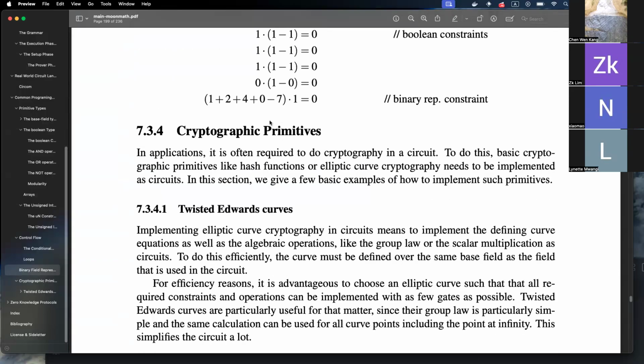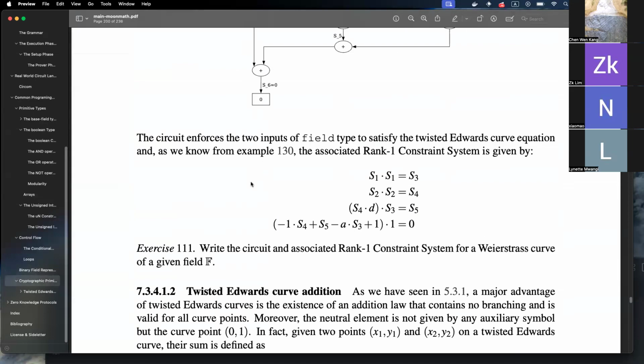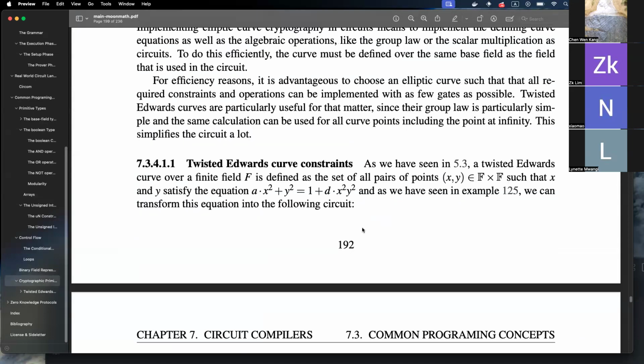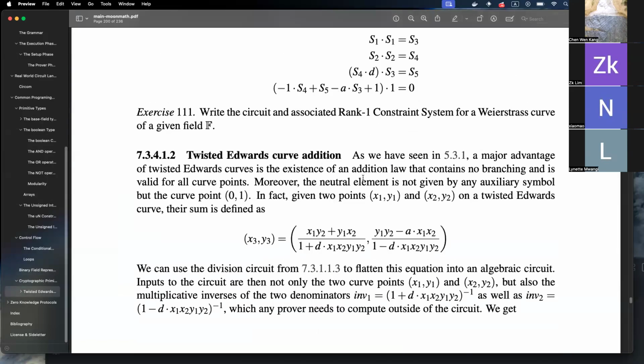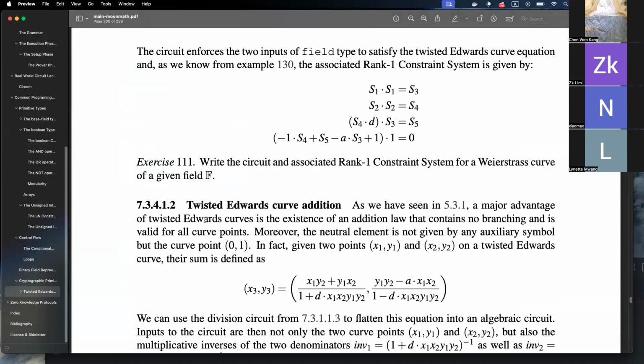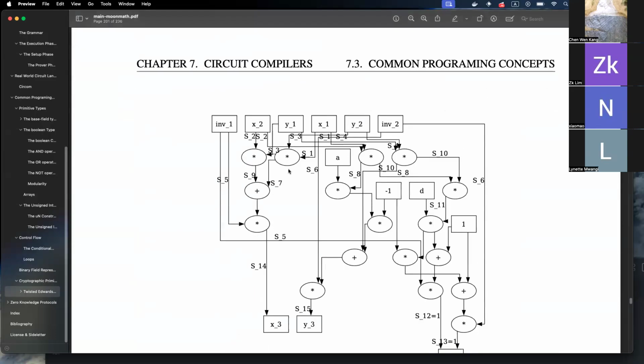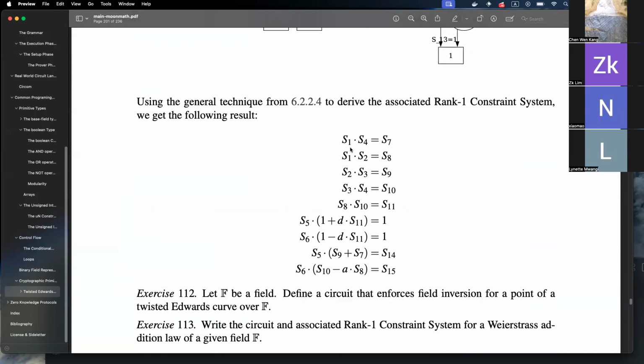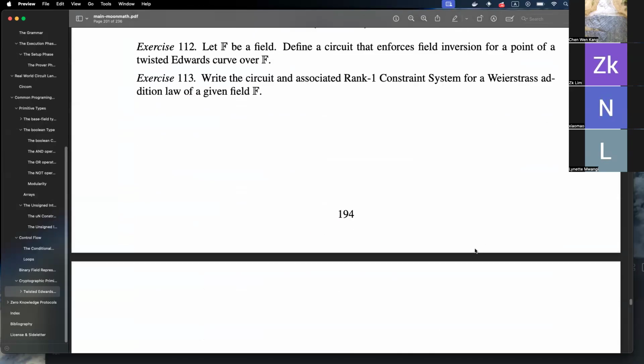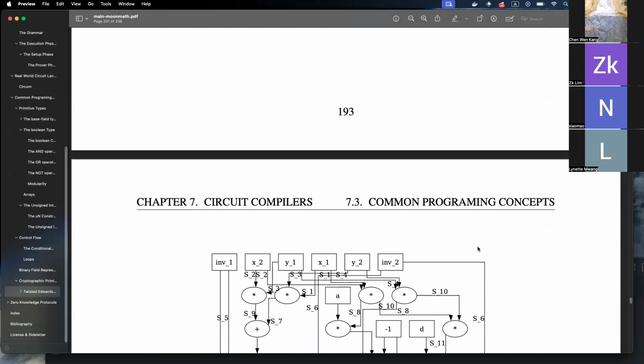And cryptographic primitives, which sometimes you need, for example, hashing and specific curve operations, you can also write circuits to constrain. So in this case, it's essentially showing you, let's say for the twisted Edwards curve, can you represent them in circuits? Yes, you can. It looks like this. And the R1CS is like this.